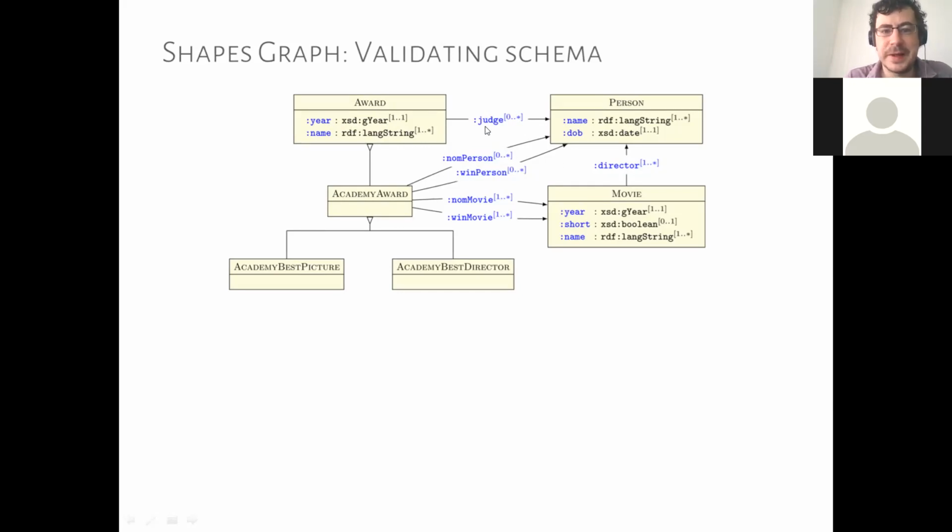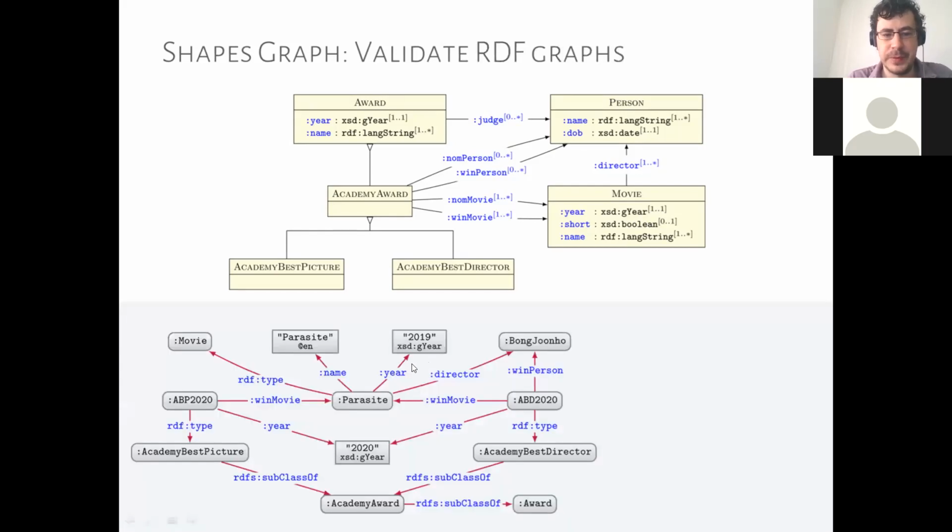And there's one aspect to highlight, which is that these counts don't say that it must have 1 year that's a G year. It says that it must have 1 year and all of its years must be a G year. So somehow the count and the type are separate. But it's a subtle point for now. Okay, same here, for example. It says that all of the nominated persons must be persons, people, and there can be 0 or many nominated persons.